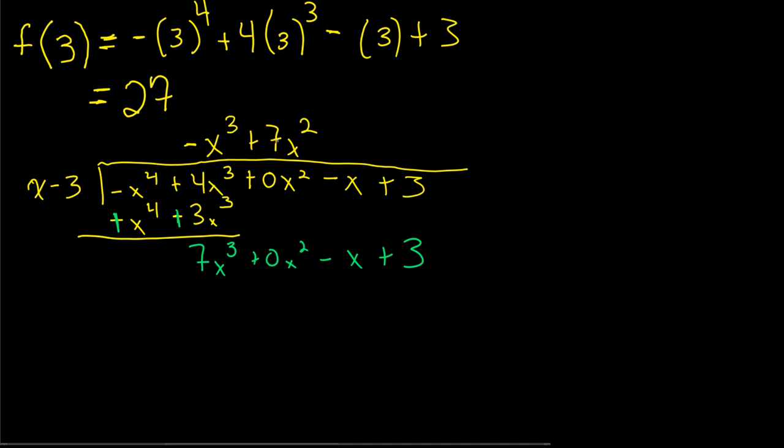All right, so I'm going to multiply the 7x squared back through this. So 7x squared times x is 7x cubed. 7x squared times negative 3 is negative 21x squared. I'm going to subtract. So I change my signs. If I did this right, this leading term will cancel out. And I get 21x squared minus x plus 3.